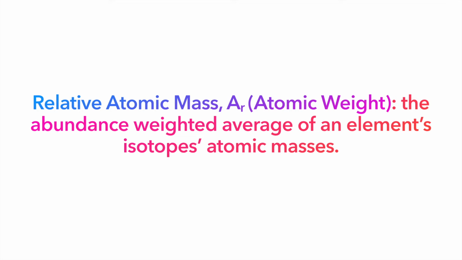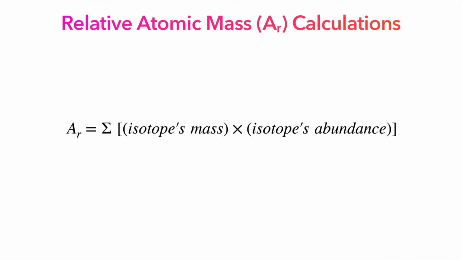It's an abundance-weighted average. The equation I have here on the screen is what we use to find an element's relative atomic mass, AR. Firstly, we take the atomic mass of each isotope and multiply it by its abundance. We then add all of these values together to get the relative atomic mass of the species we're examining.